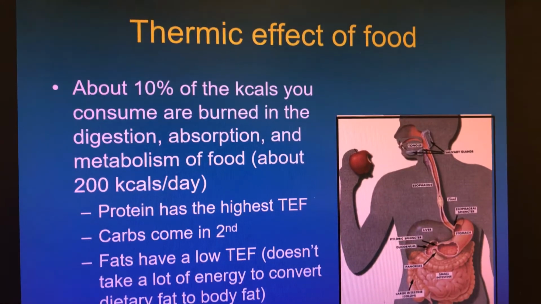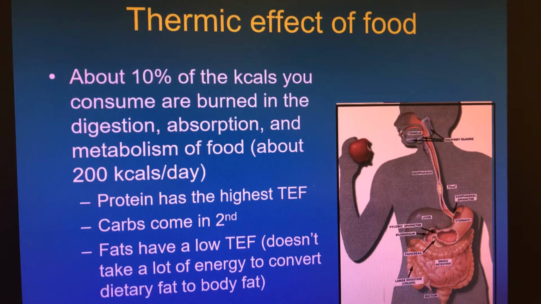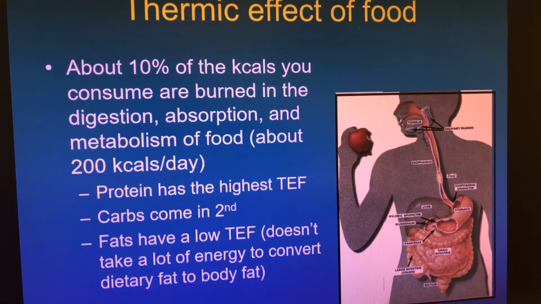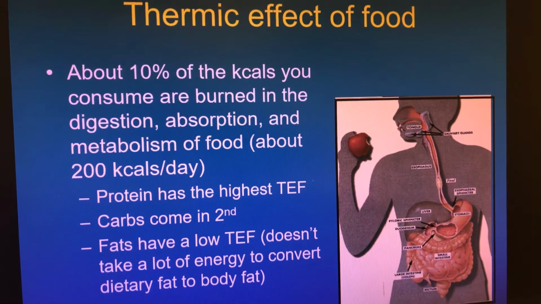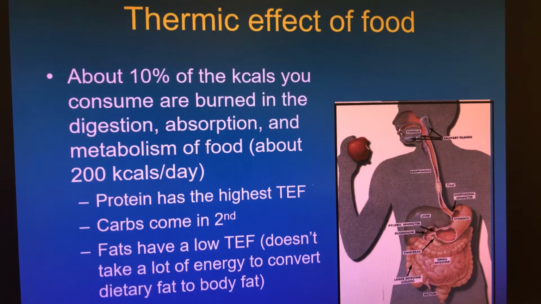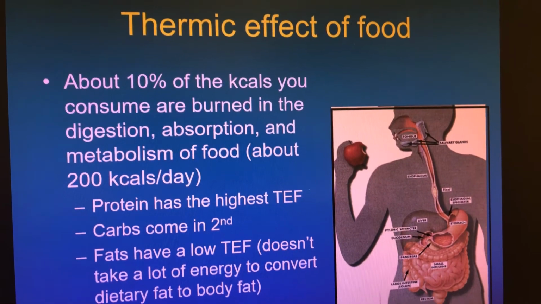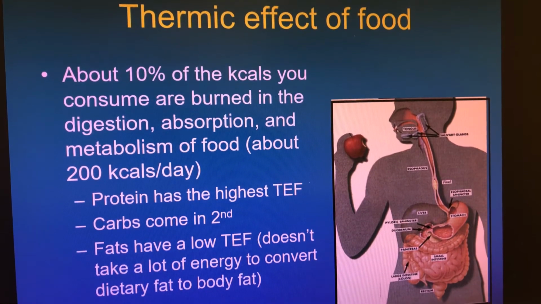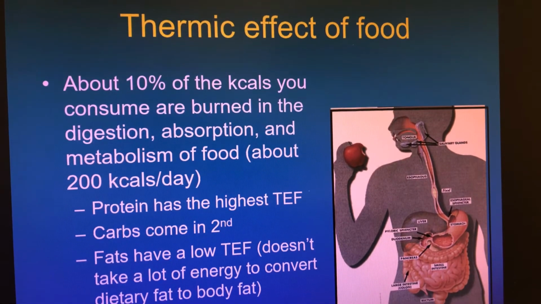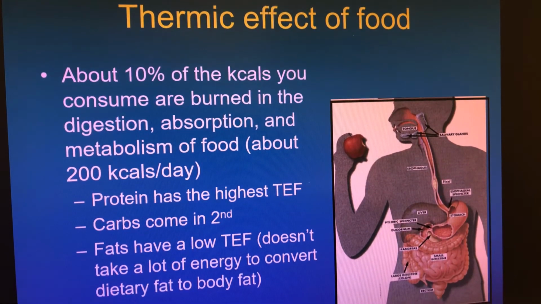So another way that we burn energy that we talked about is the thermic effect of food. It'll burn about 200 calories a day. About 10% of the calories you consume are burned in digestion, absorption, and metabolism of that food. Now, some foods require more work than others. Something really fibrous and solid will use up more energy in digestion. Something liquid that is absorbed easily and quickly and slips right through the digestive tract to be absorbed at the small intestine won't burn as many calories.